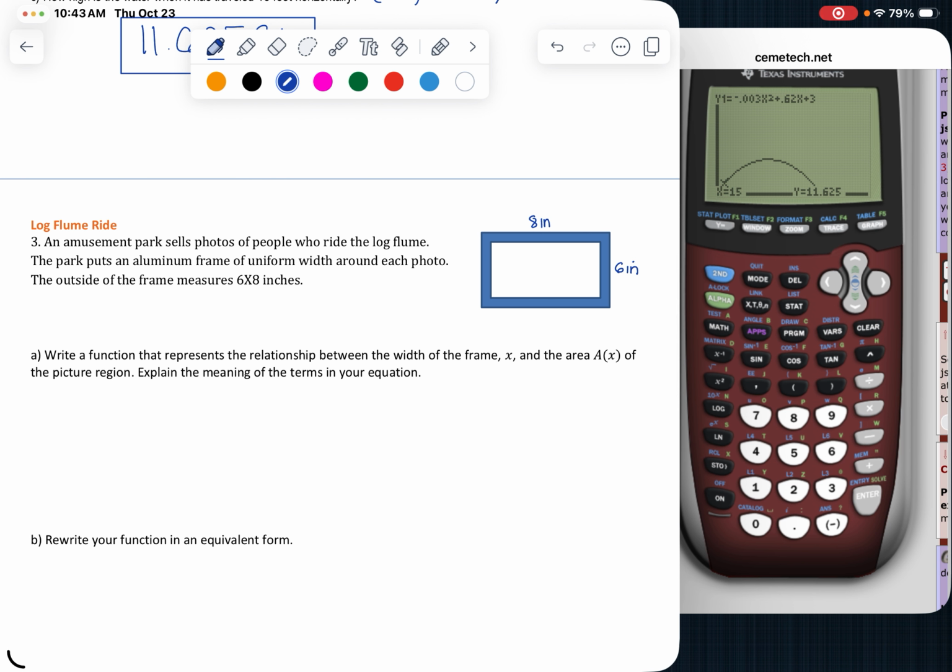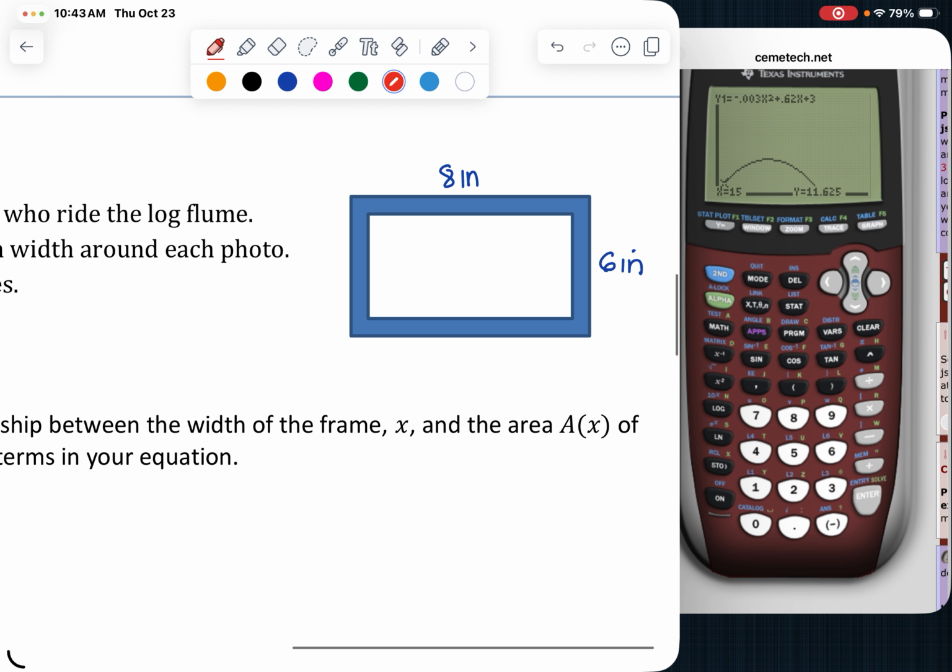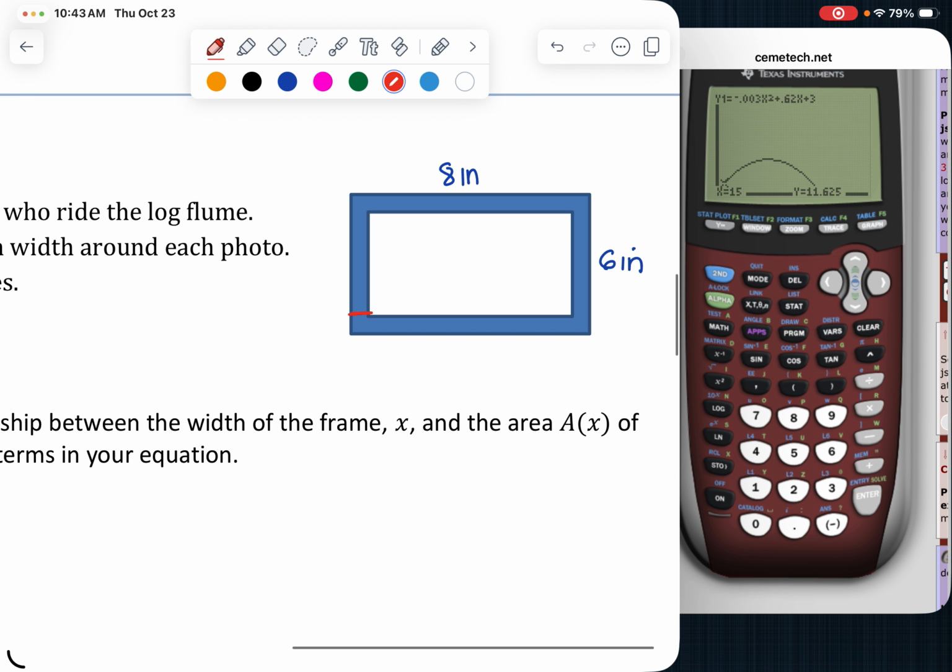Write a function that represents the relationship between the width of the frame, x, and the area, A of x, of the picture region. Explain the meaning in terms of your equation. So basically, I'm gonna use a different color here. We don't know how long this is, okay? That is going to be x, right? That's the width of the frame. And we don't know how long this is. That's x right here. And that goes everywhere, like that's x, that's x. This is x, right? It's the width of the frame in all directions, right?